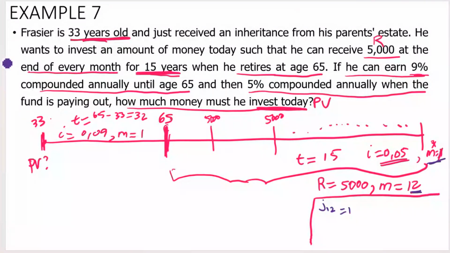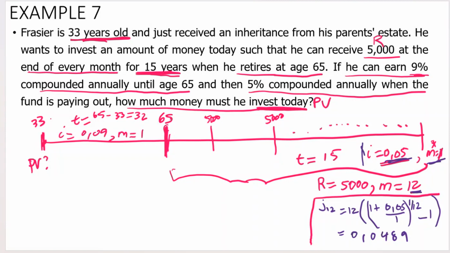So now we are going to have J12, which is 12 into 1 plus the interest rate that we want to convert, which is 0.05. It is compounding annually, okay? And then we're going to have 1 divided by 12, according to the formula of converting between two nominal rates. So this is going to be minus 1. Okay, so your new interest rate there is going to be equal to 0.0489.